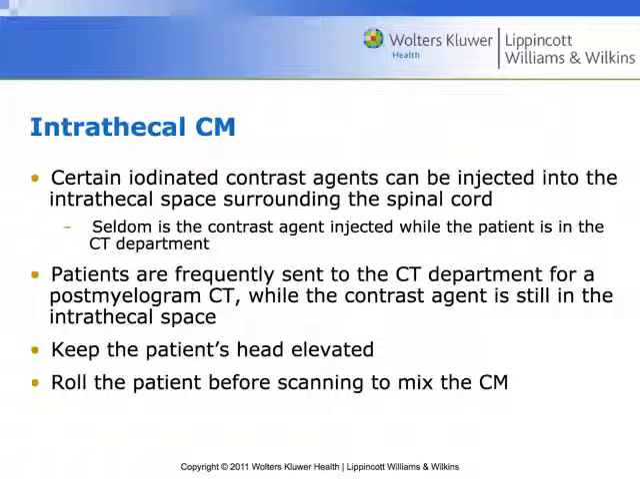But we're still doing intrathecal contrast exams guided by fluoro. Keep the patient's head elevated, and roll the patient to mix the contrast media before scanning. They will then be discharged, typically to a radiography nurse, to lay flat on their back for a little while before they're discharged. Any questions?